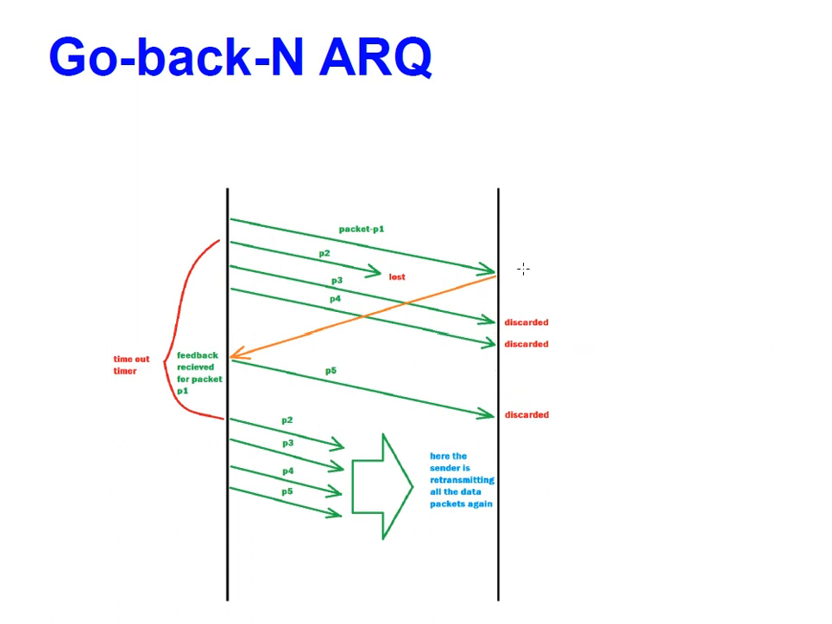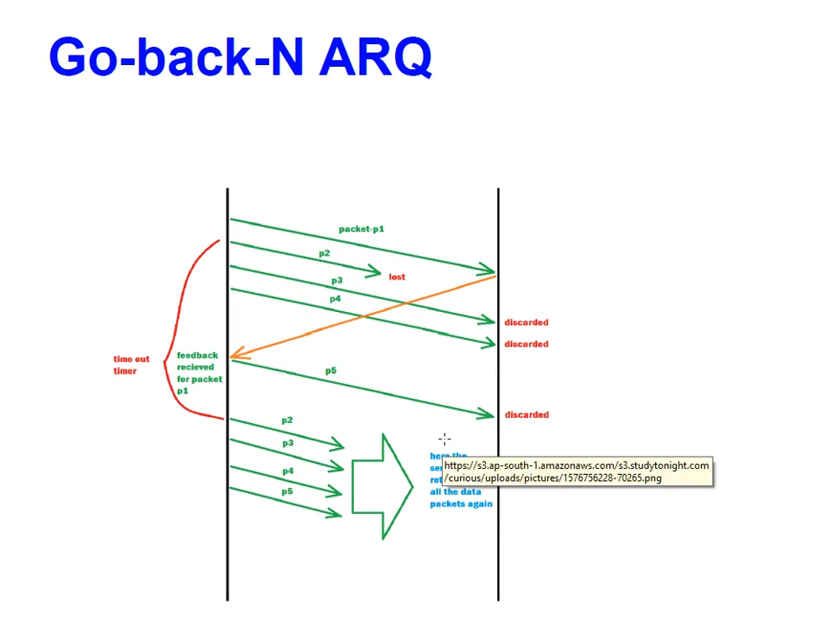Why is it discarded? Assume that once the first packet has been sent, it has received the acknowledgement for P1, and once the P2 packet is lost, even if P3, P4, P5 come, they will be discarded. So after this, it will request a resend of P2, P3, P4, P5.